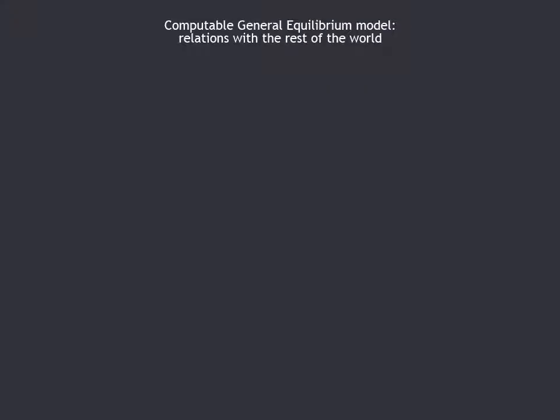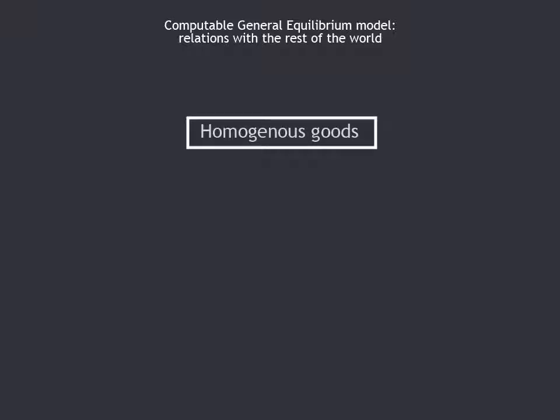So we make several assumptions with the objective of simplifying the introduction of relations with the rest of the world. In this regard, the key assumption is really an assumption of homogeneous goods. So it means that within each sector, the local good is identical to the foreign good. It means that they are perfect substitutes. And it simplifies a lot the modeling of trade relations with the rest of the world.